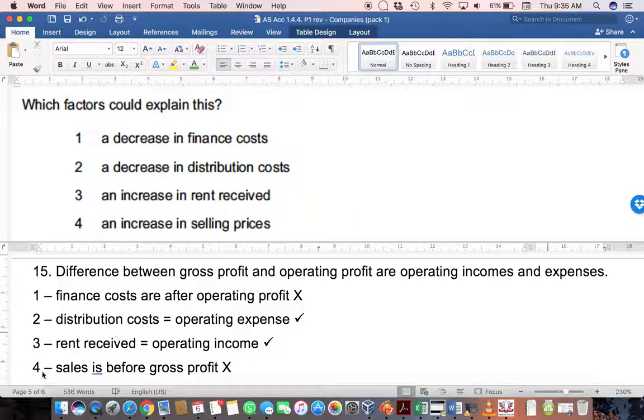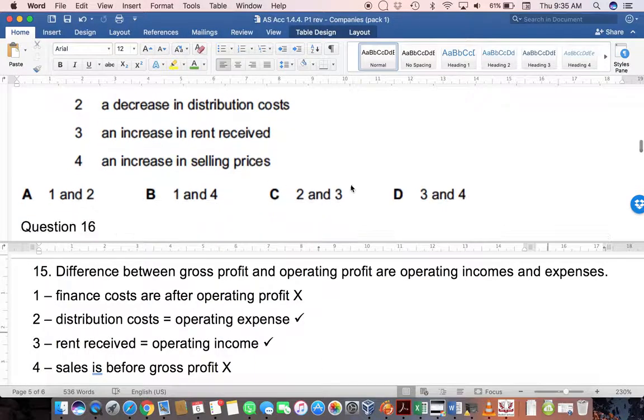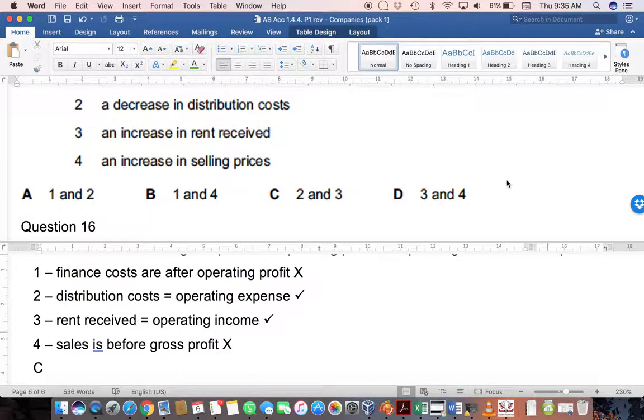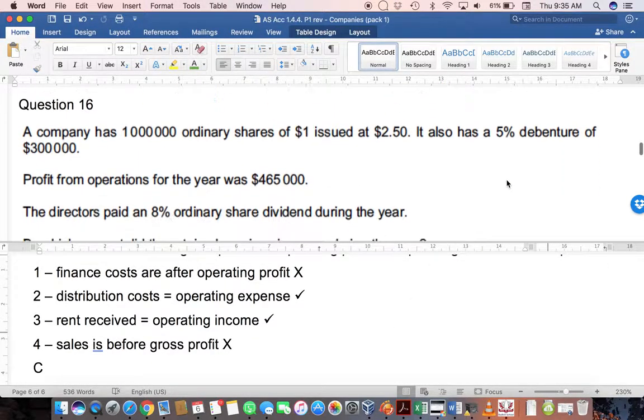And then number 4, an increase in selling prices would simply increase sales, but sales is before the gross profit, and as such doesn't explain this change. So we need an answer that has options 2 and 3, and over there we can see we would choose C.